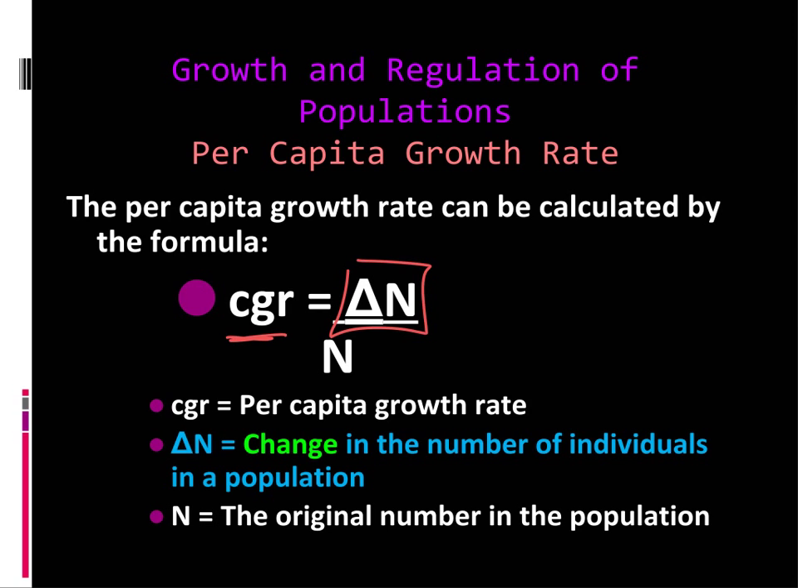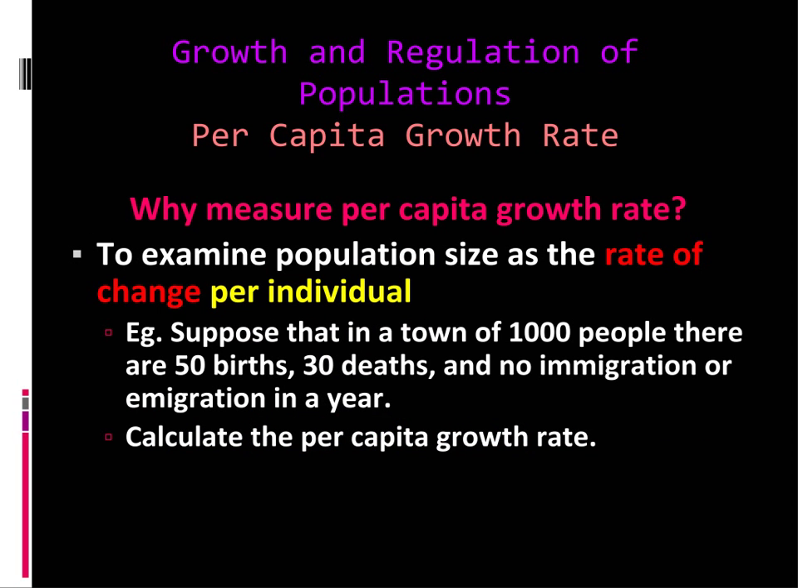in N over N. CGR is the per capita growth rate. Change in N is the change in number of individuals in a population, so again, with the immigration and the natality and the death rate and the emigration. And N is the original number of individuals within the population. So why measure per capita growth rate? This is to examine the population size as the rate of change per individual.